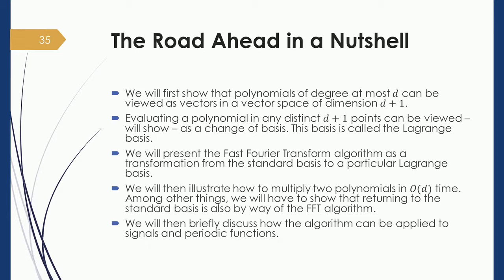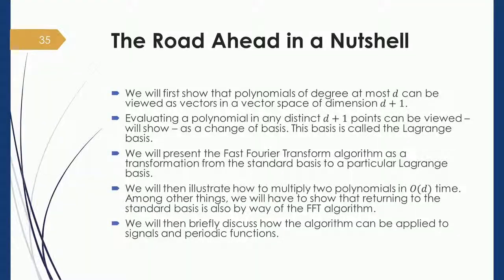So, this entire process of taking a polynomial in the standard basis, converting it to the appropriate Lagrange basis, multiplying two such polynomials that have been converted to the Lagrange basis, and then returning back to the standard basis, all of this can be performed in O of d log d time. And we will describe this process in detail, and we will use this context to explain the fast Fourier transform algorithm. Finally, we will end with a description of how this algorithm can be applied in the context of signals and periodic functions, in particular discrete periodic functions.